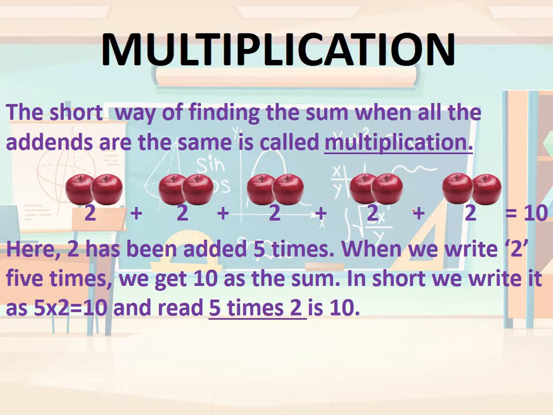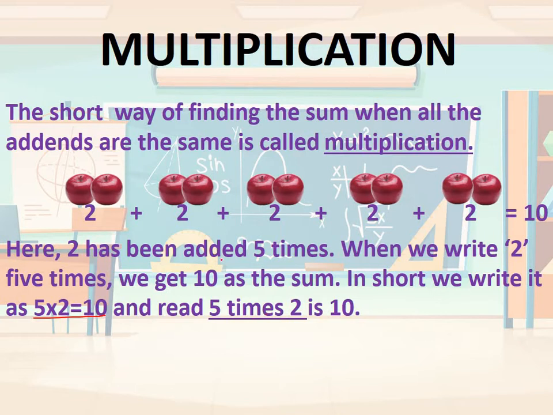So what does it mean? I had given you 2 apples, how many times? 5 days. 2 apples Monday, 2 apples Tuesday, another 2 apples Wednesday, another 2 apples Thursday, next 2 apples Friday. If I add all this, how many apples did I get? 10 apples. But instead of writing this way, I can write it this way also: 5 multiplied by 2 equals 10.